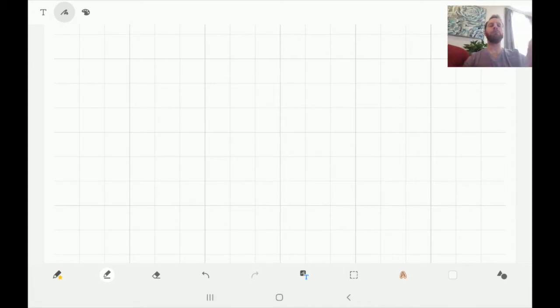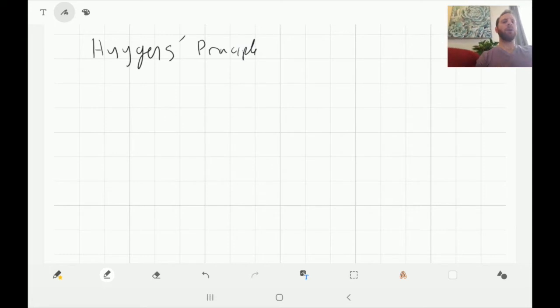In order to understand this, we have to understand Huygens' principle. Huygens' principle and diffraction is what we are getting into now.